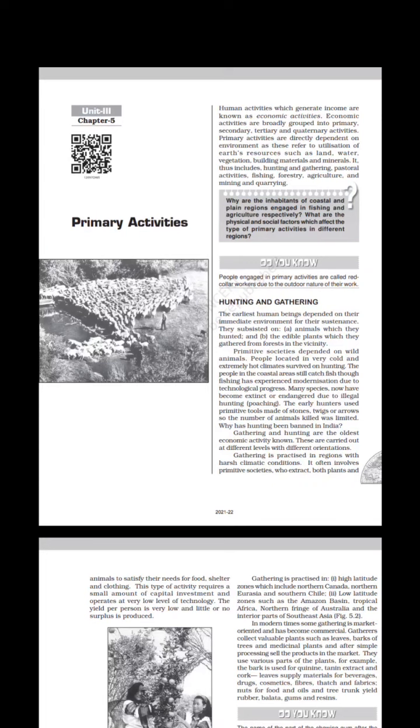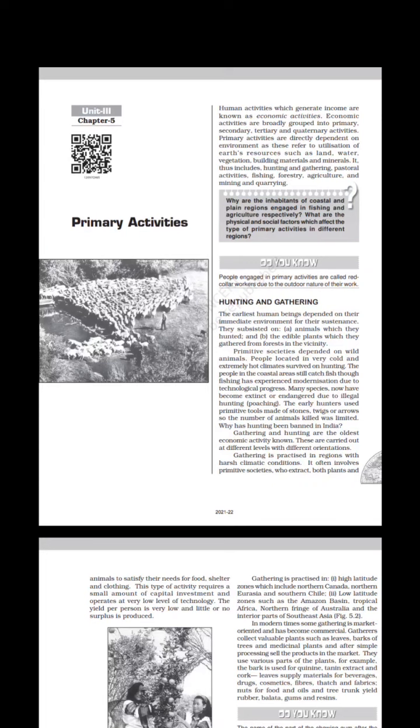Primary activities are directly dependent on environment as these refer to utilization of its resources such as land, water, vegetation, building materials, and minerals. It thus includes hunting and gathering, pastoral activities, fishing, forestry, agriculture, and mining and quarrying. Why are the inhabitants of coastal and plain regions engaged in fishing and agriculture respectively? What are the physical and social factors which affect the type of primary activities in different regions?